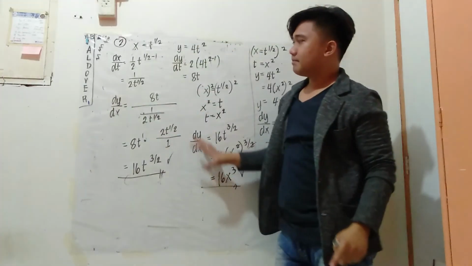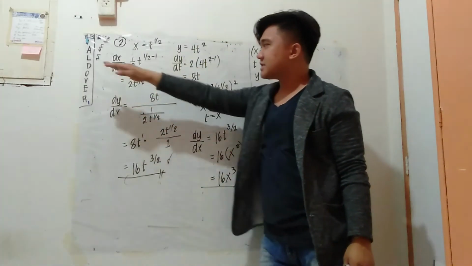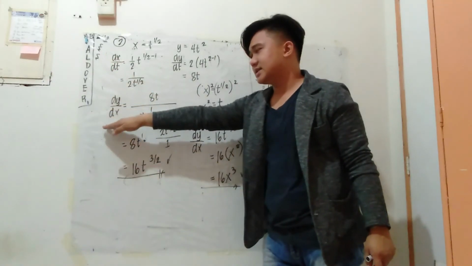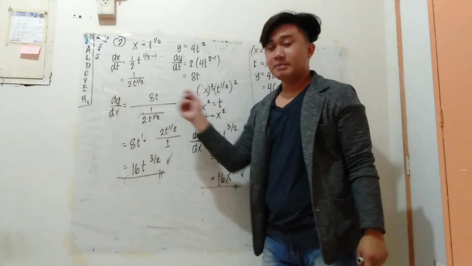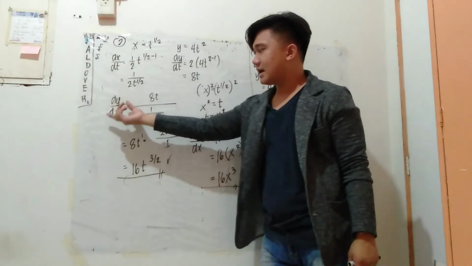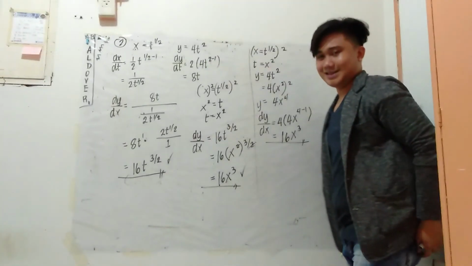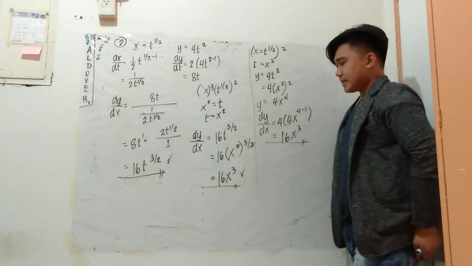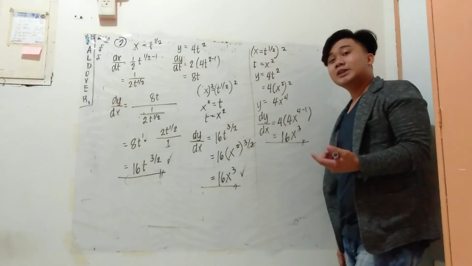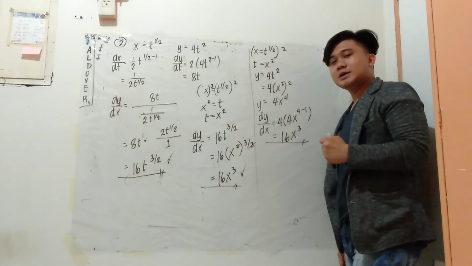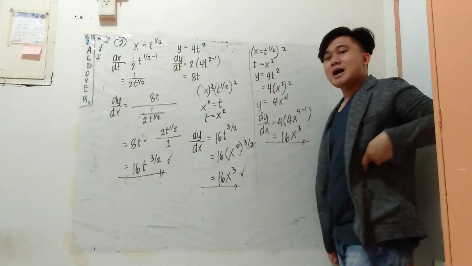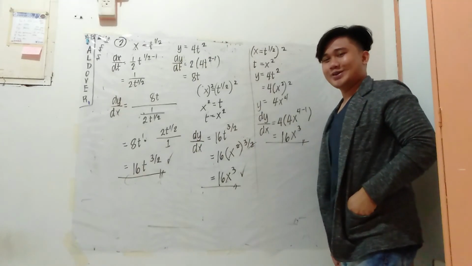Dito naman, since parametric, hanap muna si dx over dt, hanap muna si dy over dt, bago natin pinag-divide at makukuha na natin si dy over dx. Okay? So, actually, this is all about manipulation lang naman. So, kailangan nyo lang mag-practice ng pagsasolve. So, copy your notes.